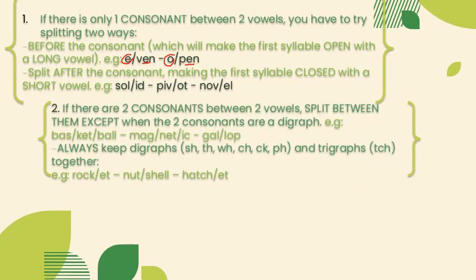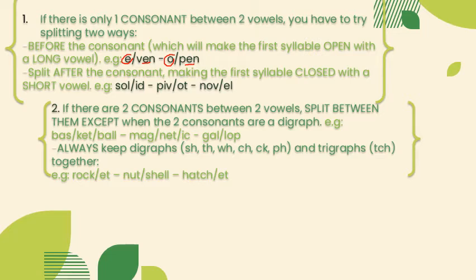If there are two consonants between two vowels, I split between them, except when the two consonants are a digraph. Digraphs like TH, SH, CH. Okay, we'll see now. Examples: basketball.